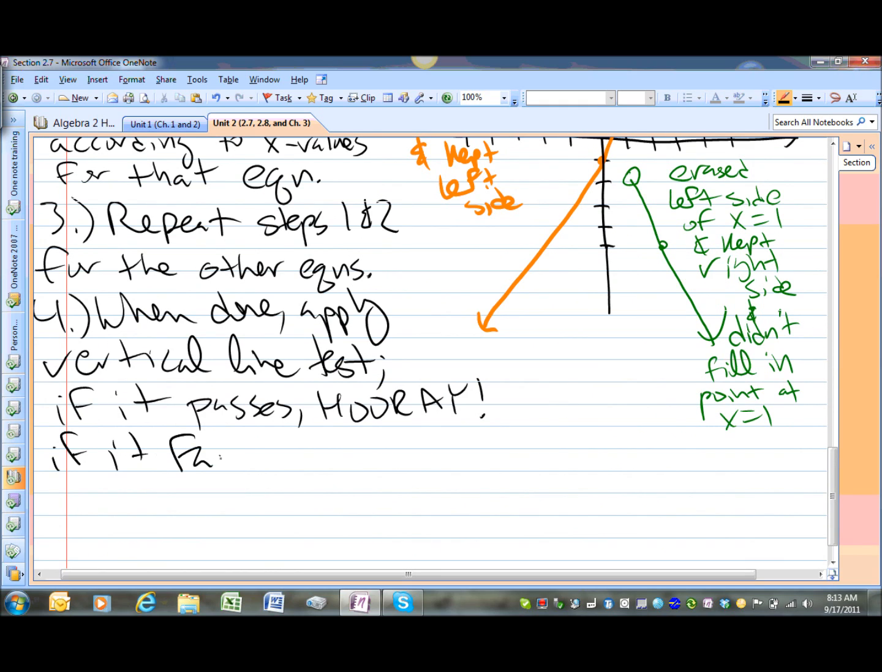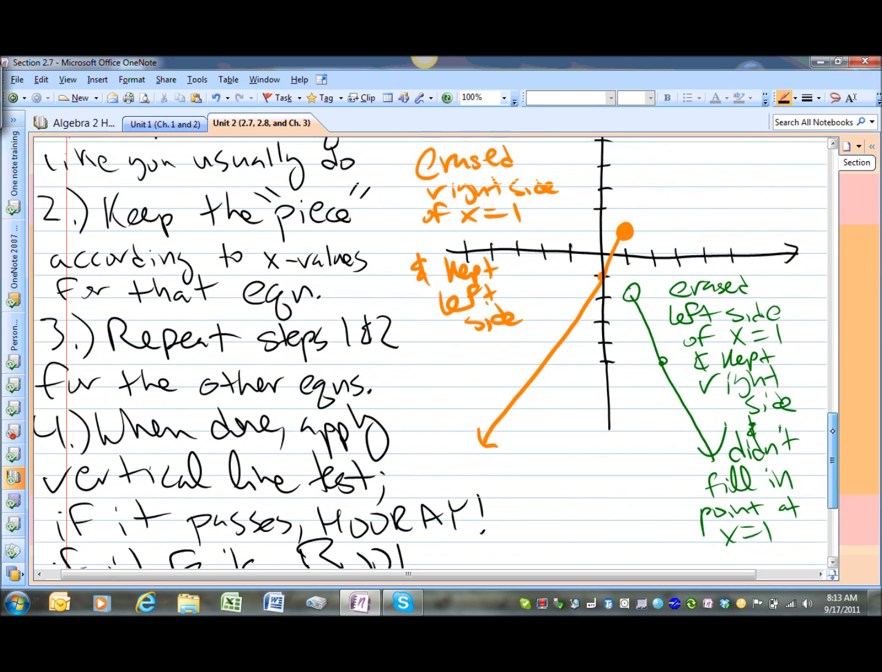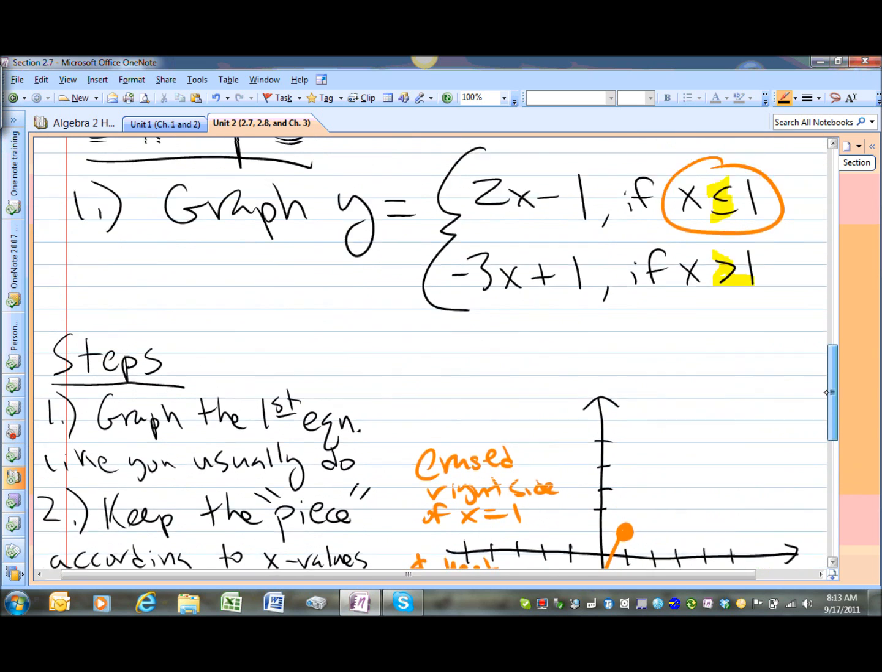If it fails, boo, you made a mistake. And you'll need to figure out where you made that mistake. You probably didn't erase the proper portion, or probably didn't erase anything. So make sure you keep the right part and erase what you don't need according to the conditions for x for each equation that you're given.